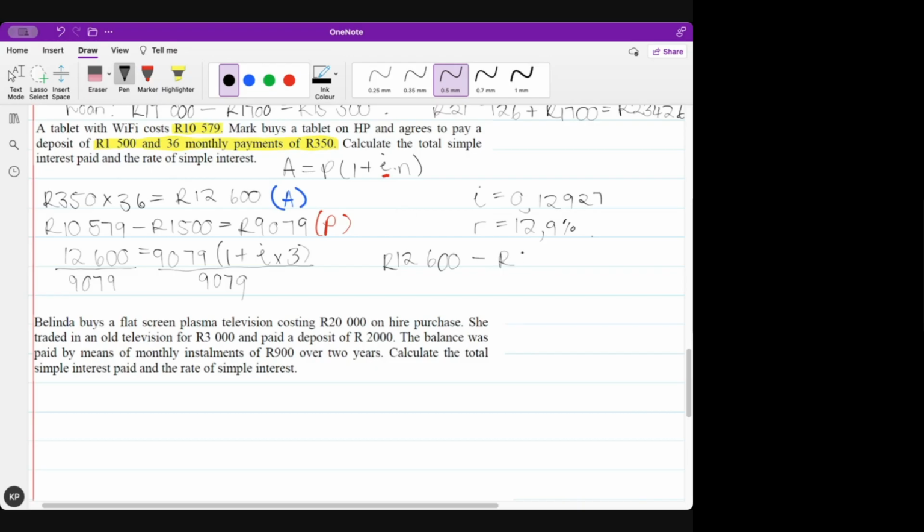12,600 minus what you borrowed. What is 12,600 minus 9,079? That means this person was charged 3,521 rands in interest.